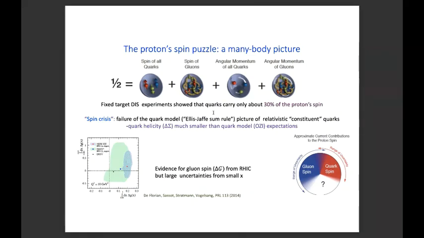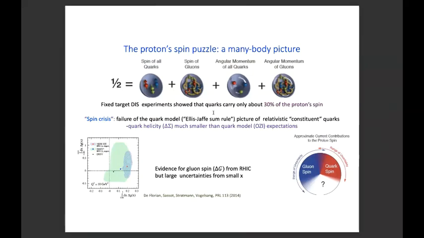And there were deeply inelastic scattering experiments done of polarized protons, which now show that these quarks carry only about 30% of the proton spin. The early experiments actually showed that this was much lower. In fact, the earliest experiments seemed to suggest that it was consistent with zero, and that was dubbed the spin crisis. And so when I refer to the spin puzzle, I'm really referring to this particular issue.